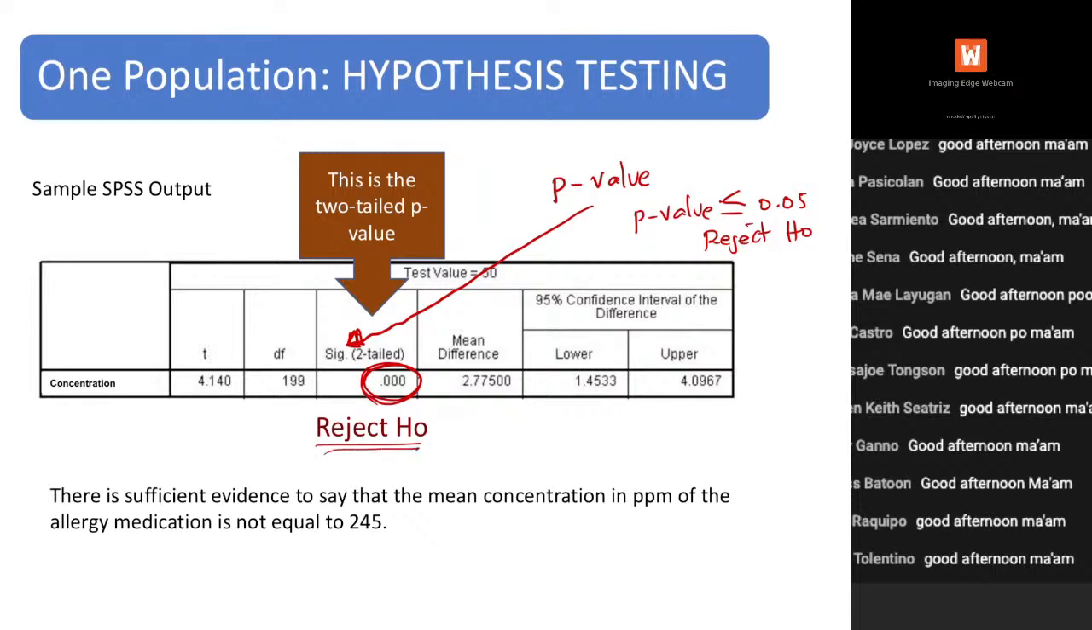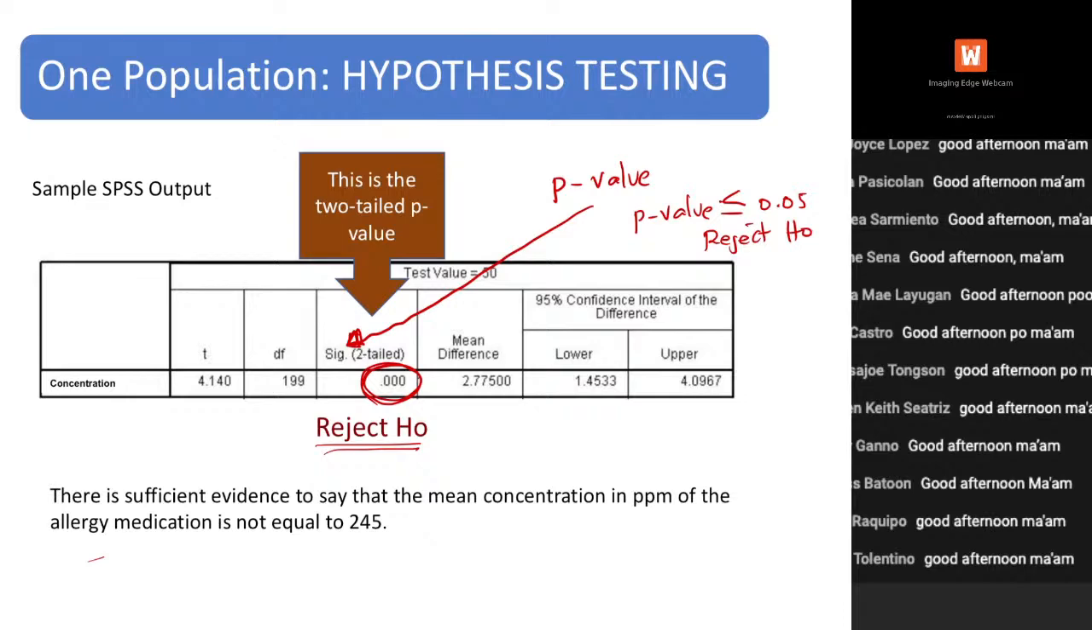So conclusion, there is sufficient evidence to say that the mean concentration in ppm of the allergy medication is not equal to 245. Okay, so now you know when to use t-test and when to use z-test.